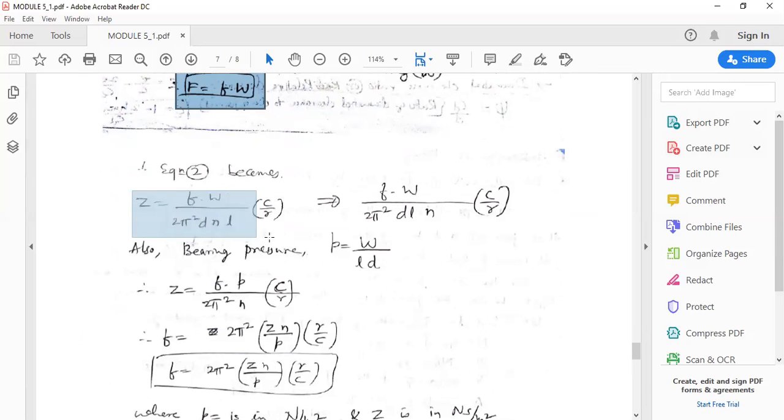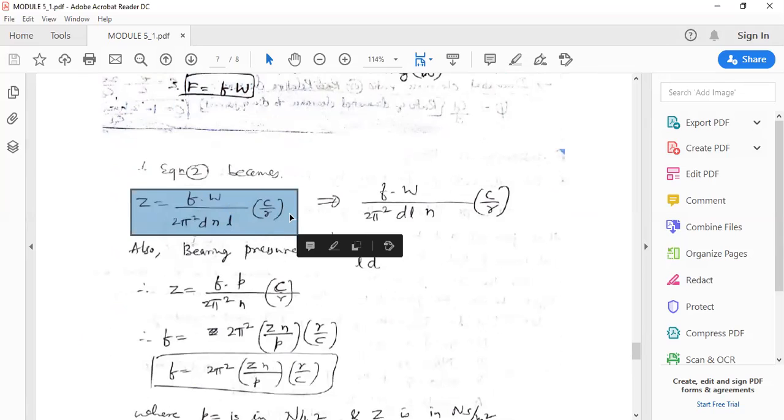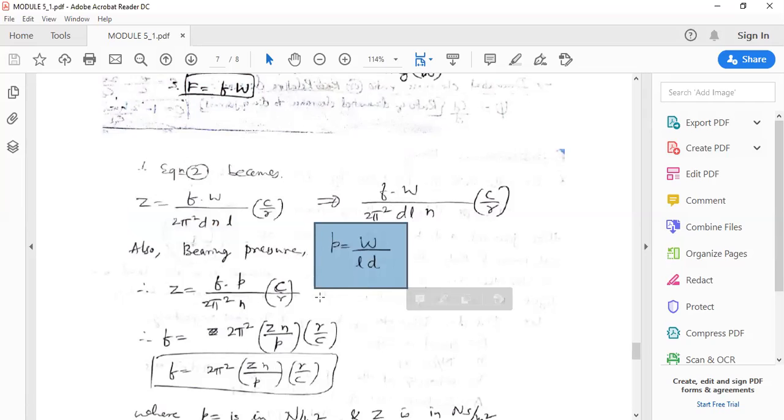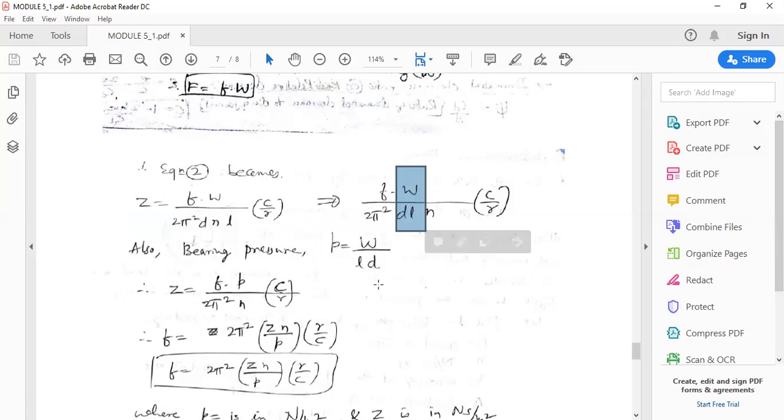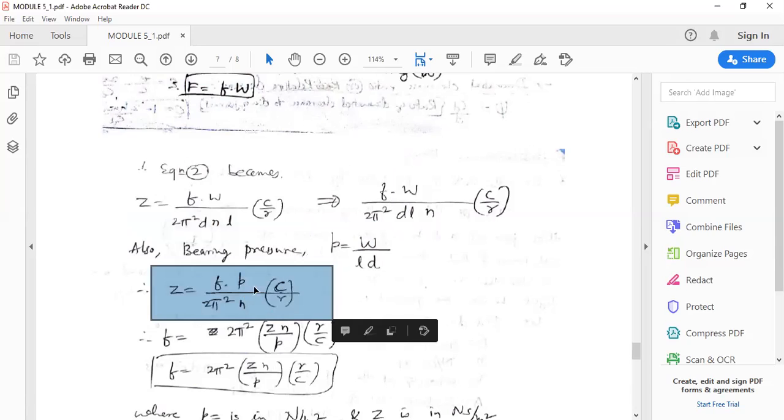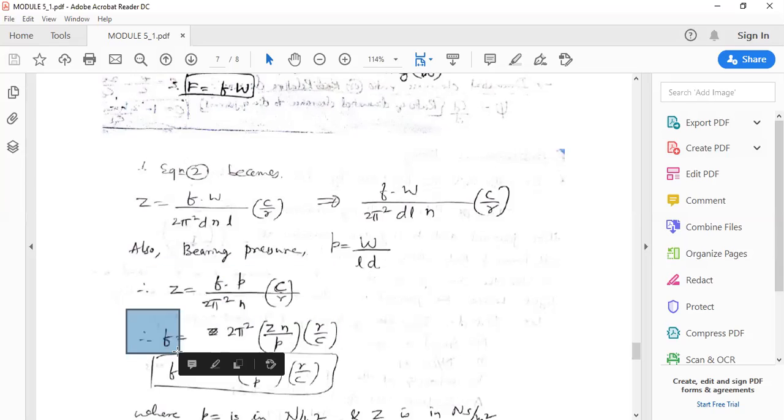So Z is equal to f into W, coefficient of friction multiplied by the normal load, divided by 2 pi square into D into N into L, into C by R. So this equation is rewritten here as f into W divided by 2 pi square into D into L into N divided by C by R. There is another equation, that pressure P is given by W divided by L into D. So if this particular ratio W by DL is replaced by a term called pressure P, the equation of Z is modified and written like this: f into P, that is W by DL, replaced by P, into C by R divided by 2 pi square into N.